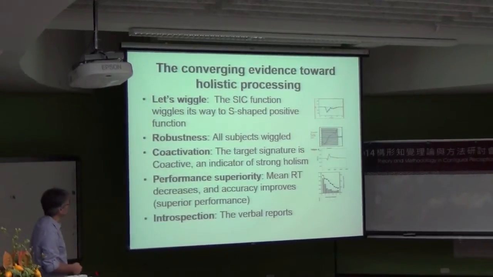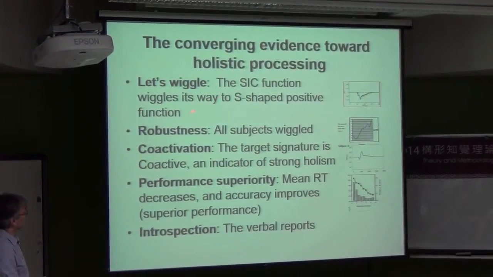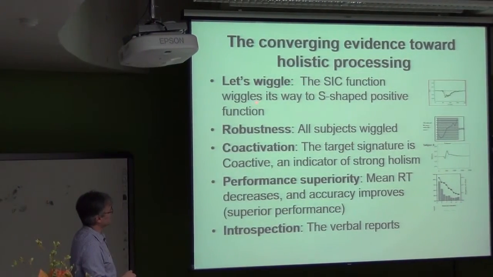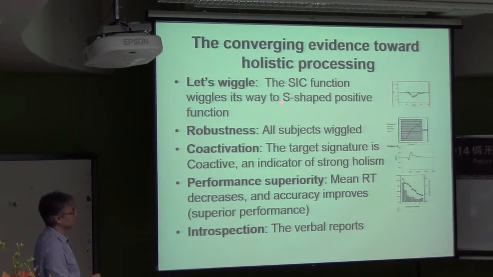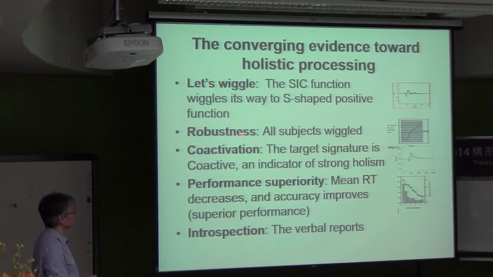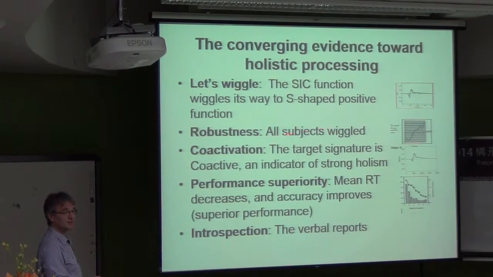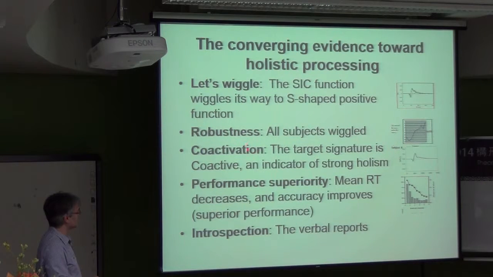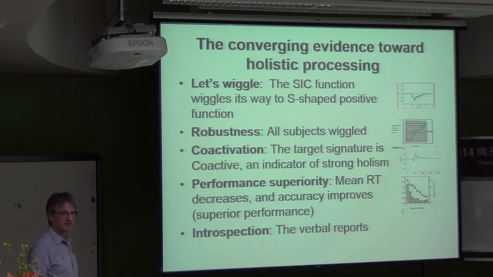So here's a summary. The function wiggles from a negative to actually a positive function. All subjects wiggle. That is very interesting. Yes, all subjects wiggle in the same fashion. The final stage was coactive, and when tested later on, subjects showed this coactive signature. Some of them did not, but they stopped at a certain intermediate point. There's a performance superiority, mean reaction time and accuracy both were improved, suggesting maybe a kind of unitization effect going on.